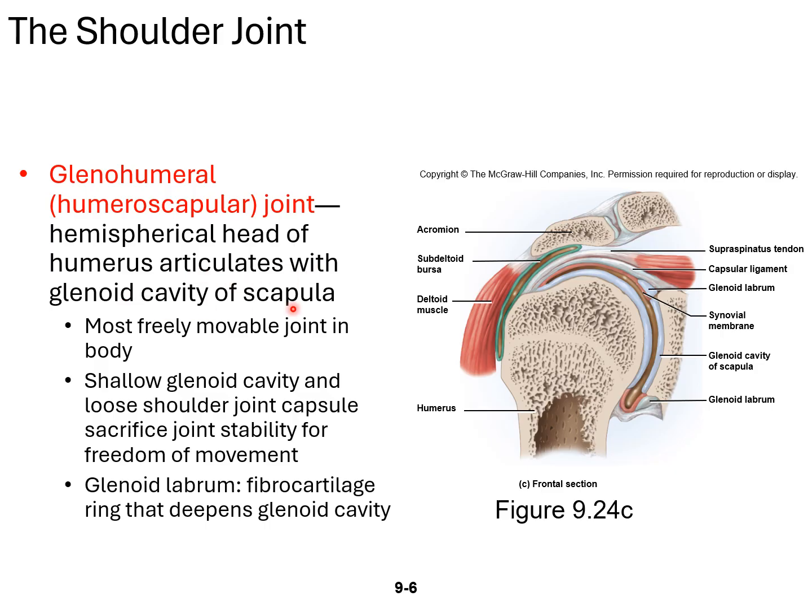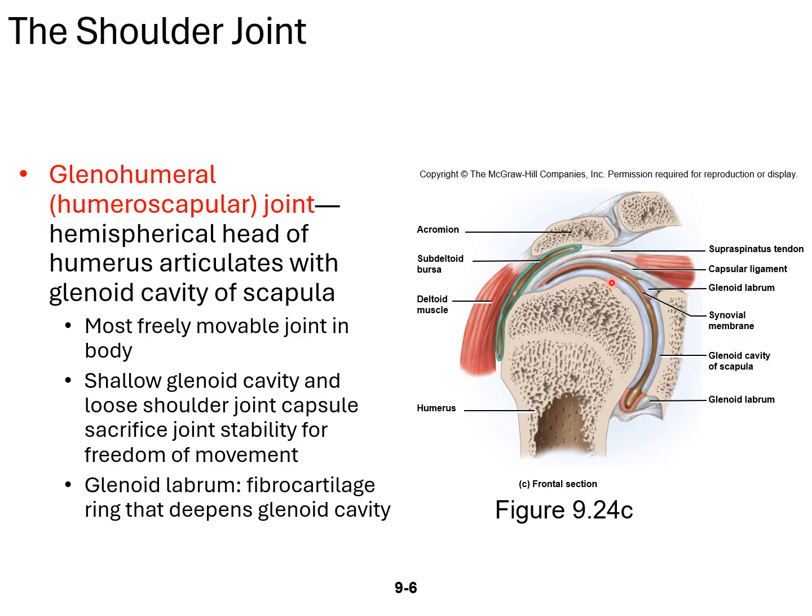Most freely movable joint in the body. This is very important to notice, because if you move your shoulders around, you have more movement in your shoulders than you do in any other joint in your body. Fingers, hands, ankles, knees, hips, but the most freely movable is going to be the glenohumeral joint.